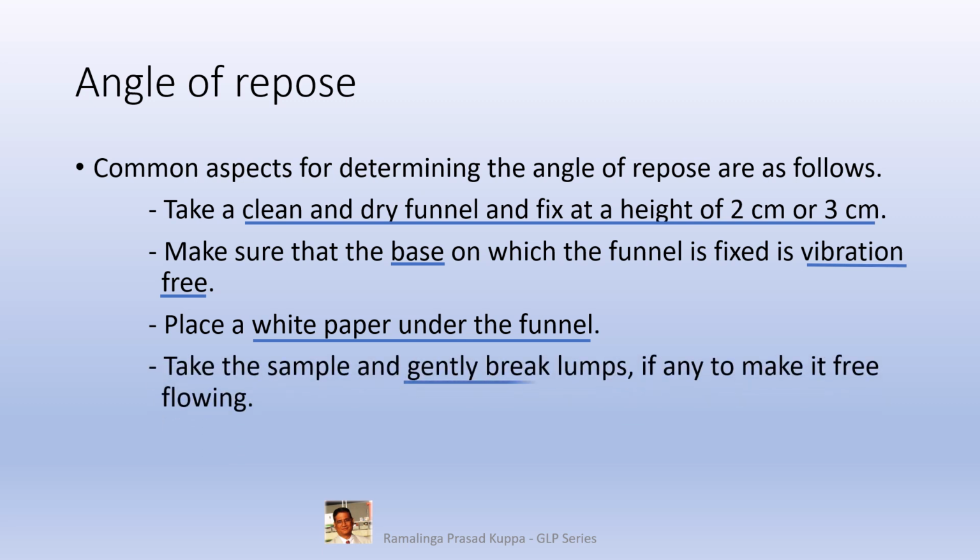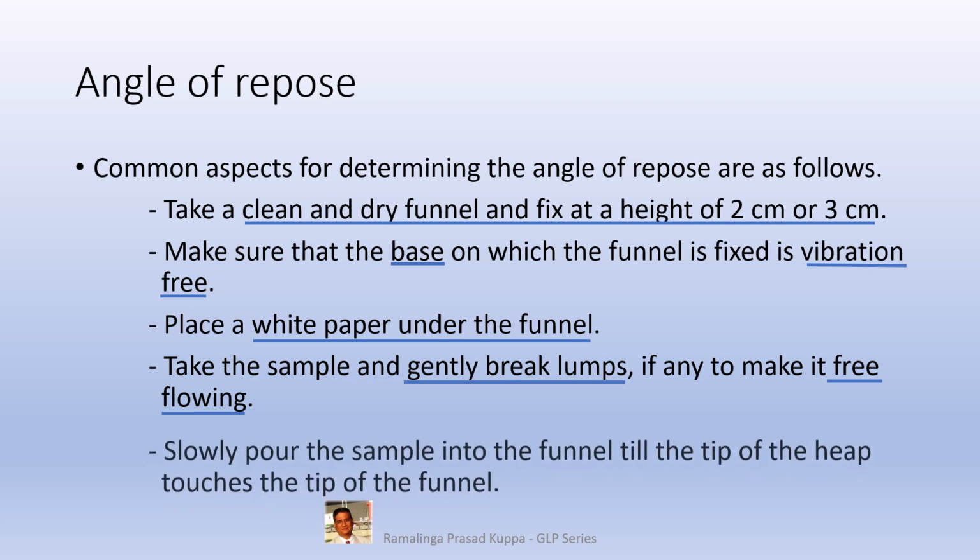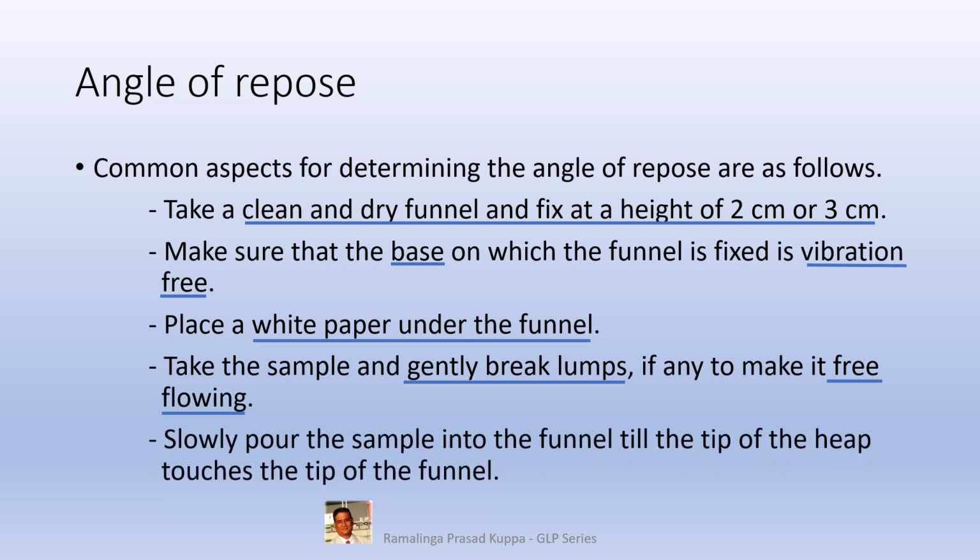Take the sample and gently break the lumps, if any, to make it free flowing. This is to ensure that the entire sample is free flowing without any lumps. Lumps can hinder the flow through the funnel. Slowly pour the sample into the funnel till the tip of the heap touches the tip of the funnel. The tip may be adjusted if the material passes through the funnel, does not touch the tip, or goes over the tip of the funnel.